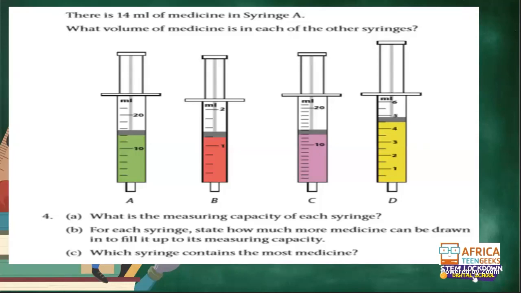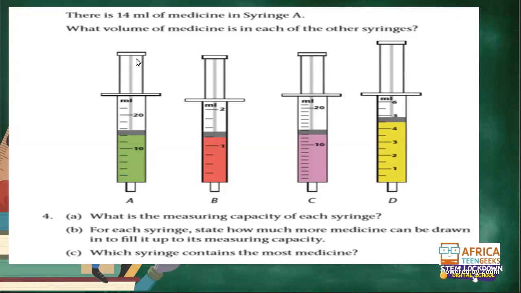All right, when you answer, please make sure that you indicate which syringe you are referring to, because I see 12 and 14. JD says D, it is 4.5 milliliters. Is it A? 20 milliliters. Right, we are looking at the volume, guys. What volume of medicine is in each of the other syringes? So when you're answering, please write B, the answer, C, the answer, and D, your answer, so that we can read exactly what the answers are.